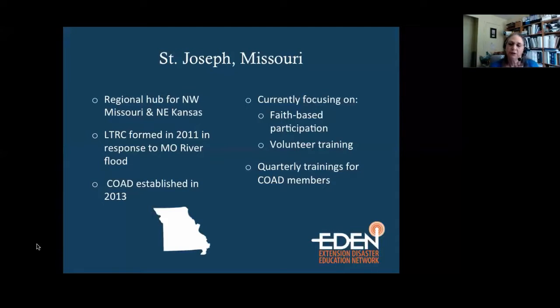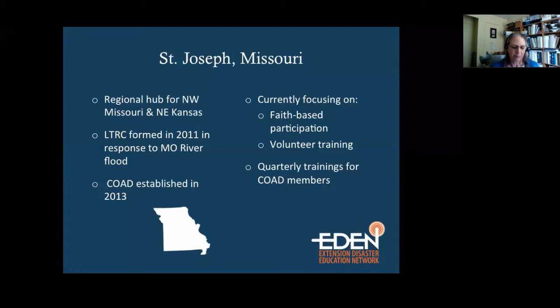We also are doing quarterly trainings for our full COAD membership. After a while during Blue Sky, people kind of lose interest and attendance drops off. So we have gone to just the executive committee meeting on a monthly basis, and then quarterly all members of the COAD come in for some sort of a training.